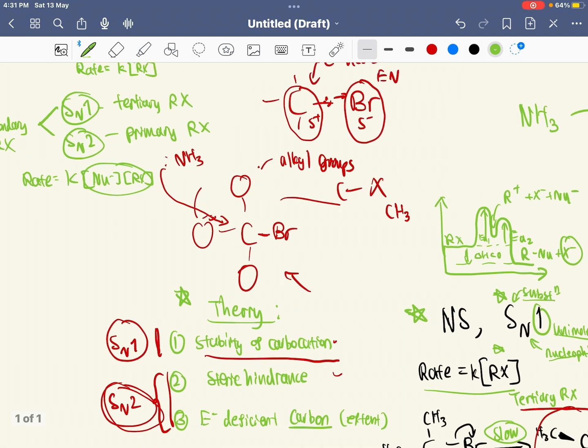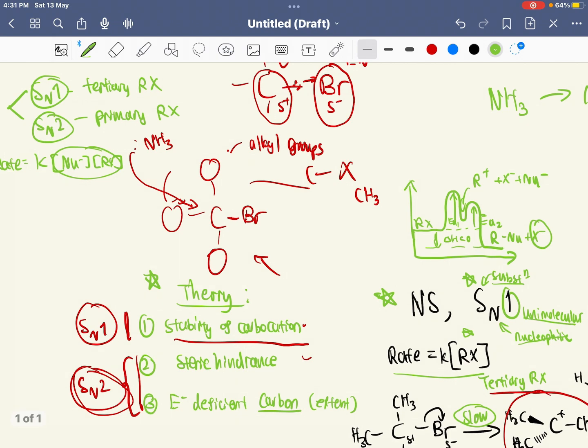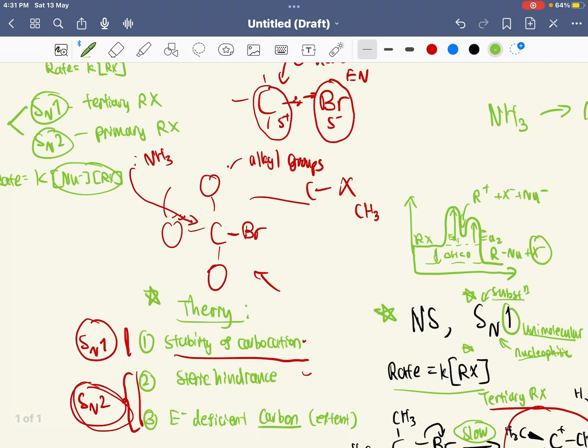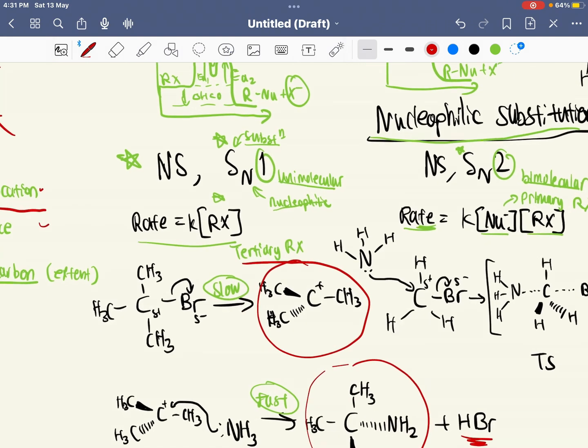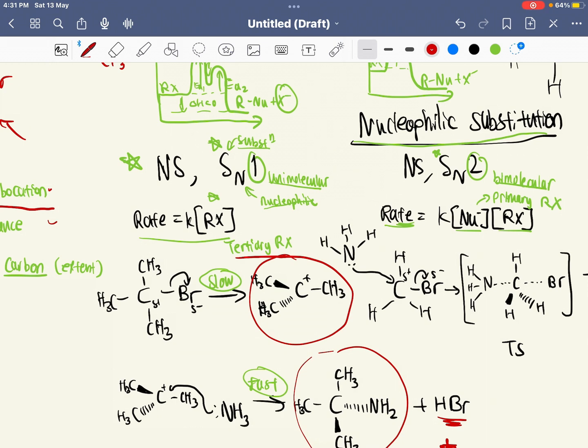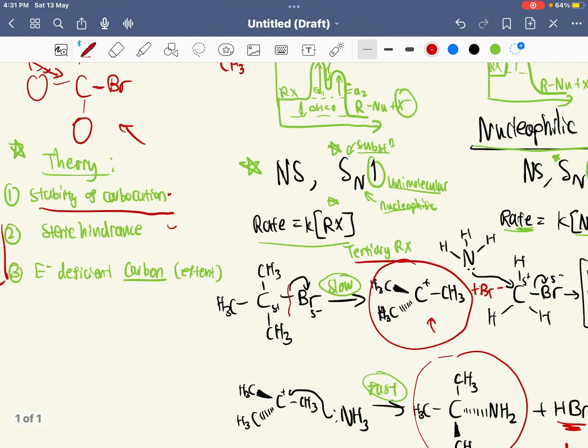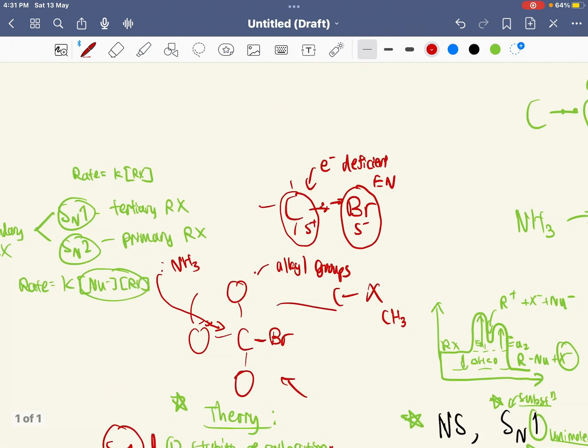Now that we got that out of the way, we're going to explain why tertiary Rx undergoes SN1. Argument 1 is the stability of the carbocation ion. If we can recall, in alkenes I talked about the stability of carbocation ions during electrophilic addition. So over here it's kind of similar. Before we talk about stability of the carbocation ion, let us explain why in the first step of the SN1 reaction we have a breakage of the C-X bond, forming the bromide ion and our intermediate, which is a carbocation ion that is trigonal planar. So let us explain why it is as such.